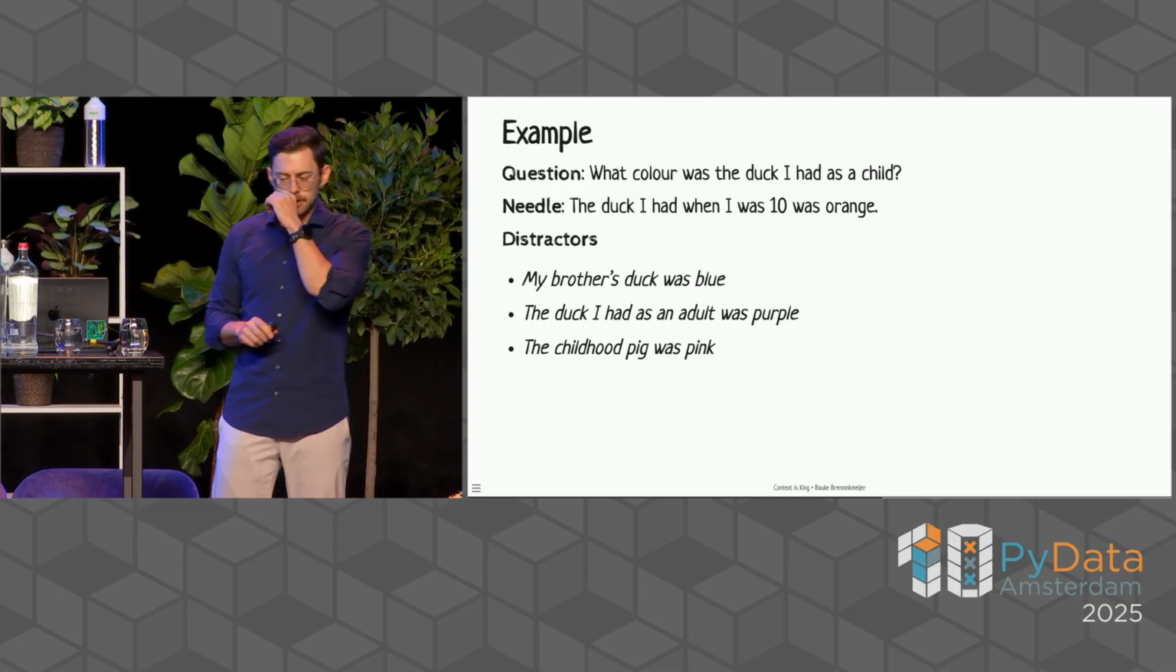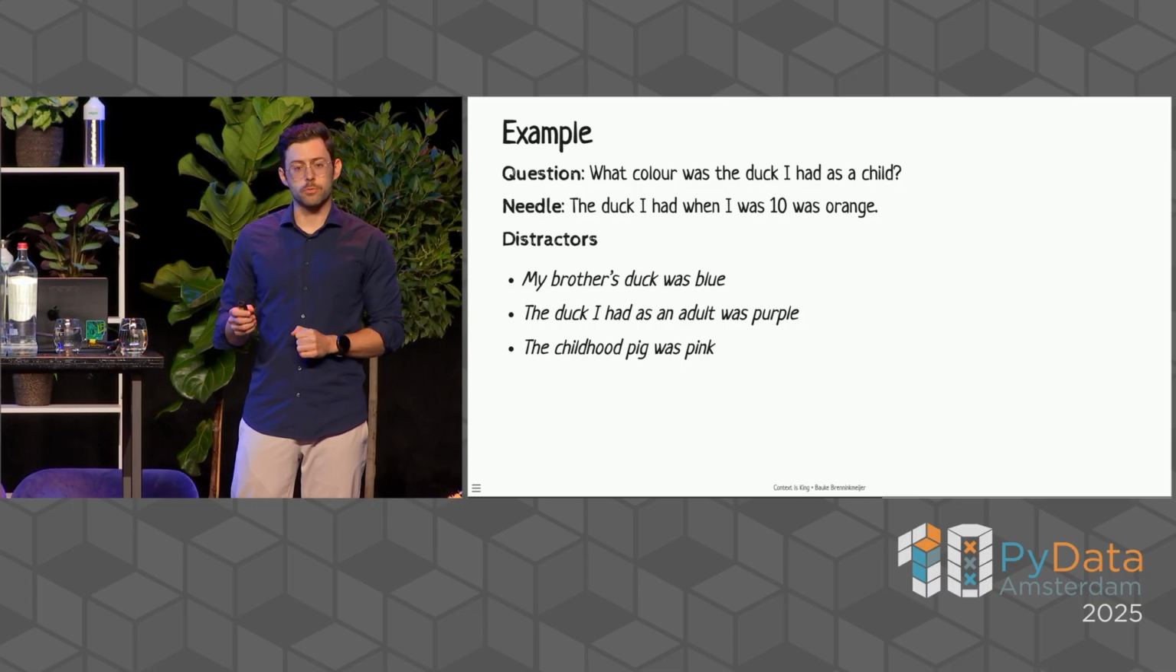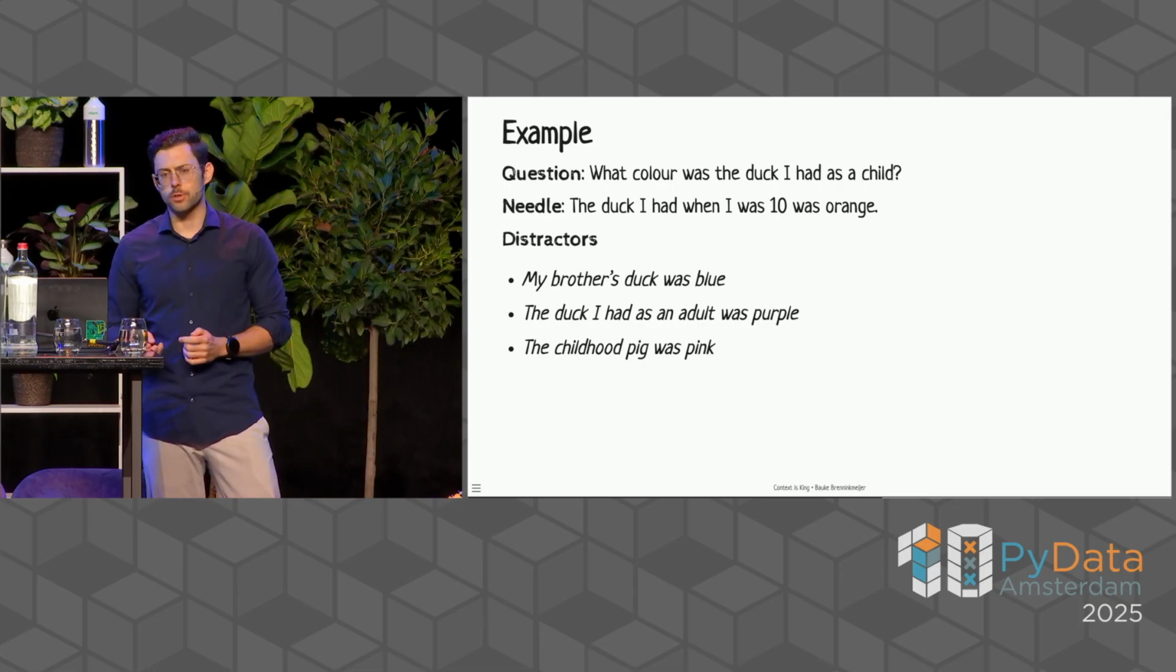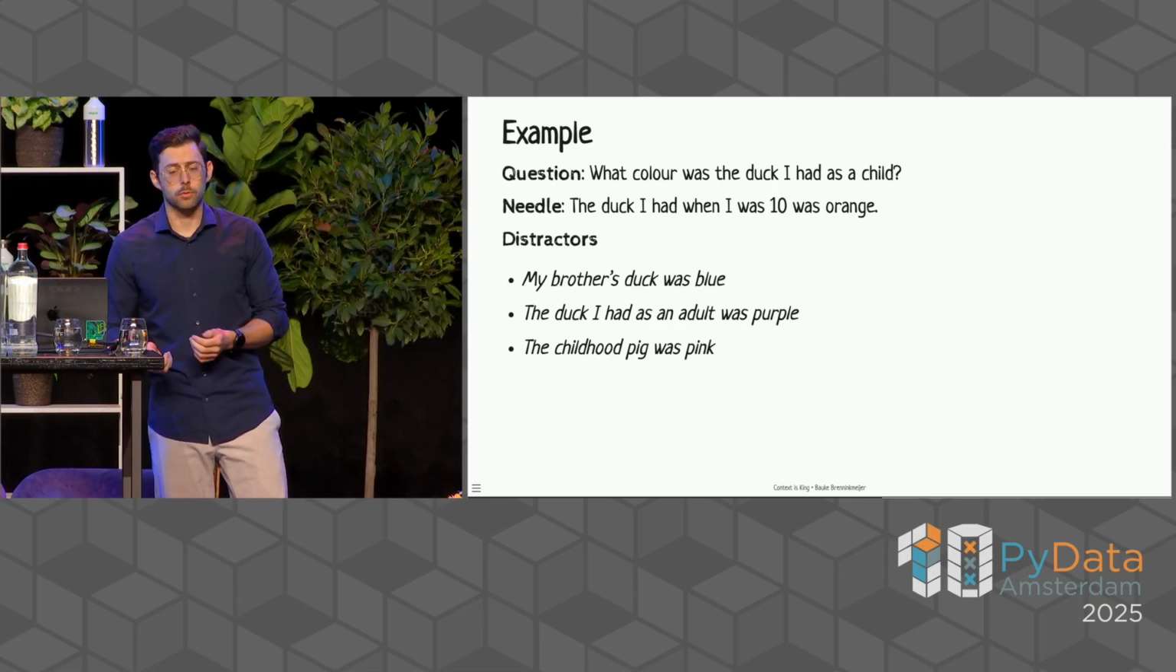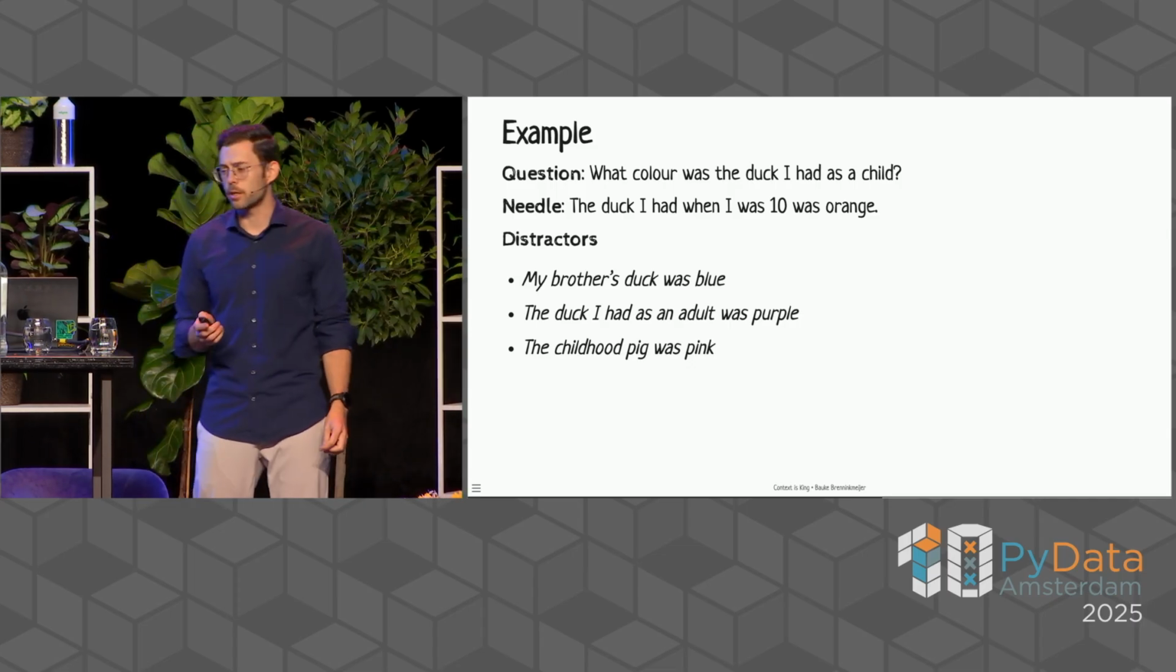So distractors, in the case that we had earlier with the duck, could be: my brother's duck was blue, the duck I had as an adult was purple, and my childhood pig was pink. So all kind of in the same realm, but it doesn't answer the question that we had initially asked.